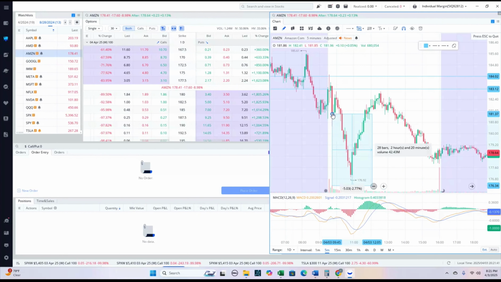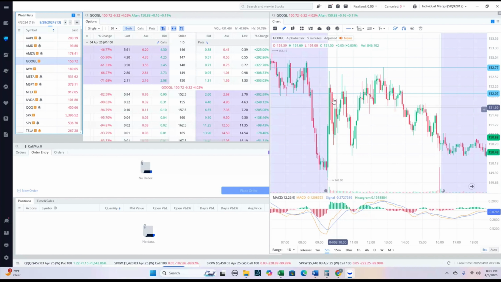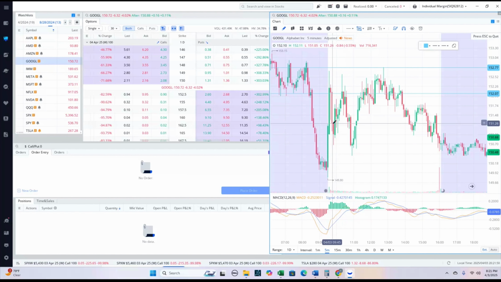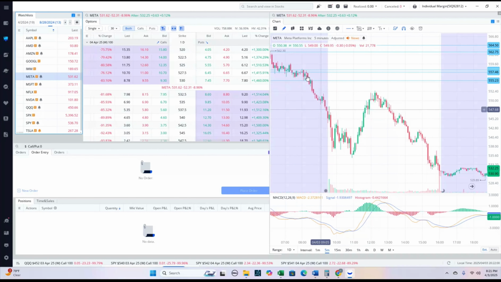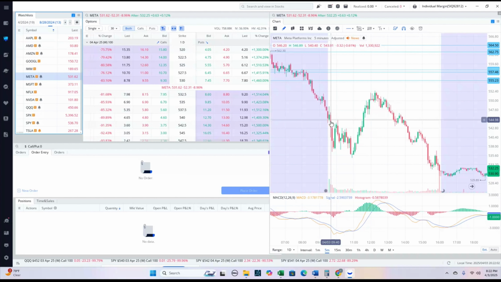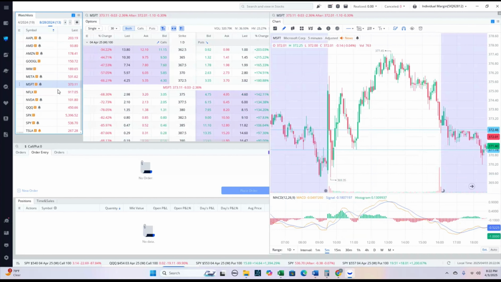Right? $4, right? Google, what did we do? Did we get it? Nope. So Google was a fail, right? Which is fine. Meta, self-explanatory, right? 554 to 537, right? Even dropped a little more.